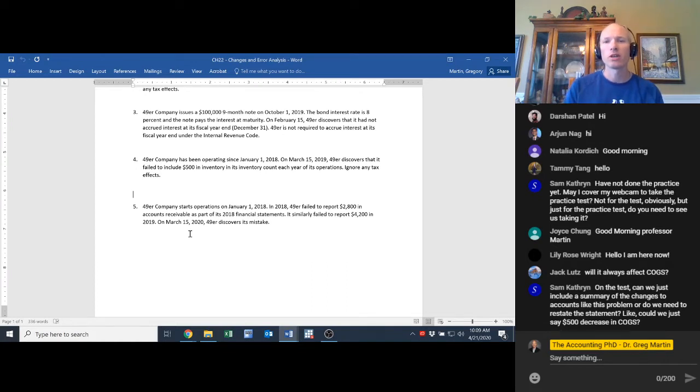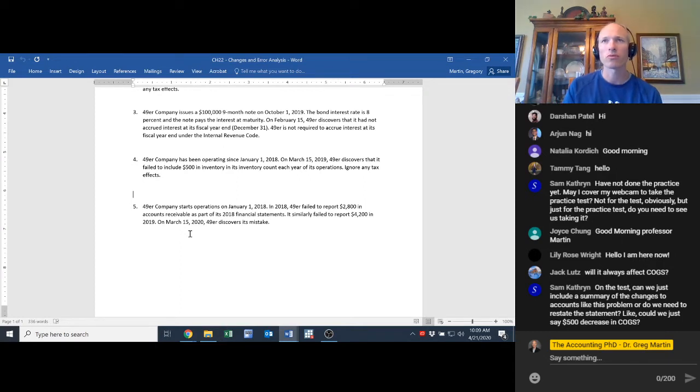So if they didn't report the receivable in 2018 and it never got collected, then it's also not going to be reported in the 2019 balance. And so the total mistake there is 4,200 over the 2 years. And then if it was never collected, 2,800 of the 4,200 in 2019 would be left over from 2018, so it accumulates.